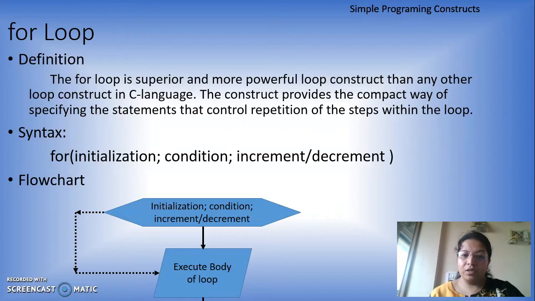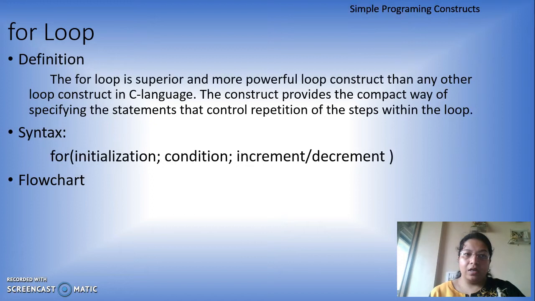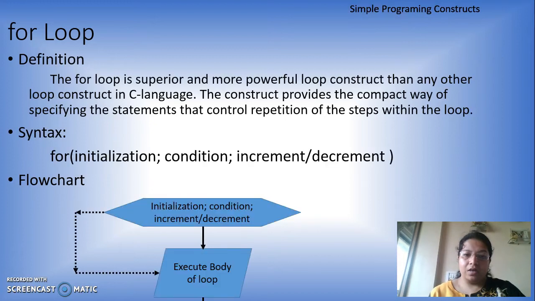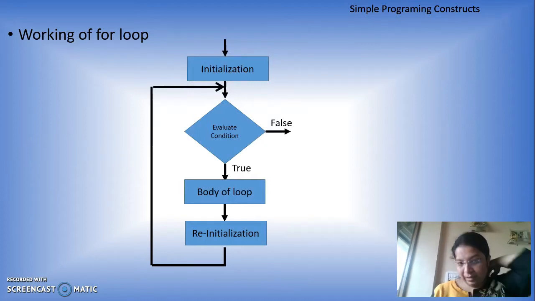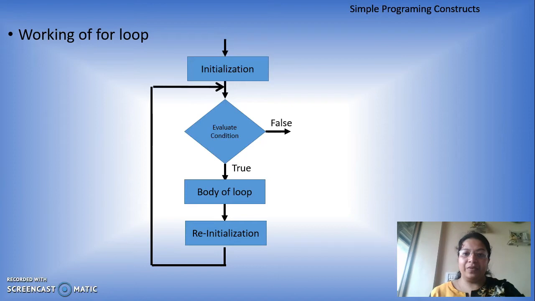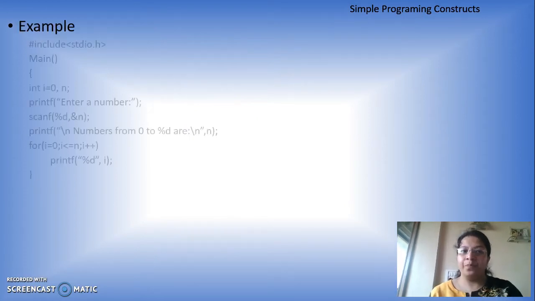Flowchart follows. This is the working of the for loop. It first initializes and then it evaluates the condition. If it is true, it will enter the body of the loop. It will then reinitialize, that is, increment or decrement, and then again evaluate the condition. And if it is false, it will exit from the loop.